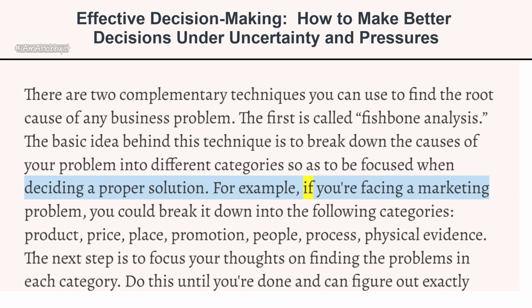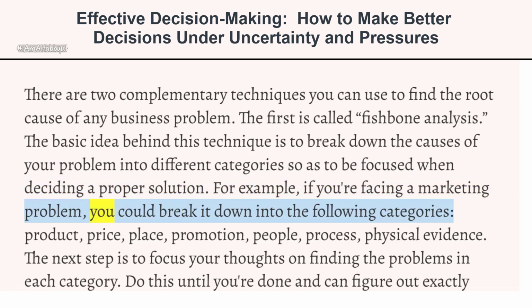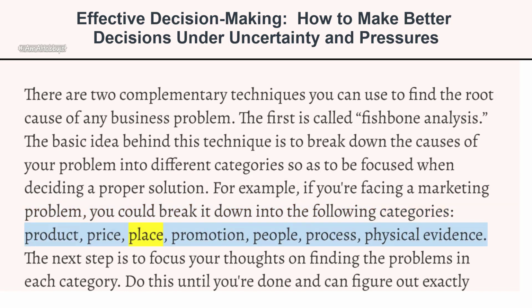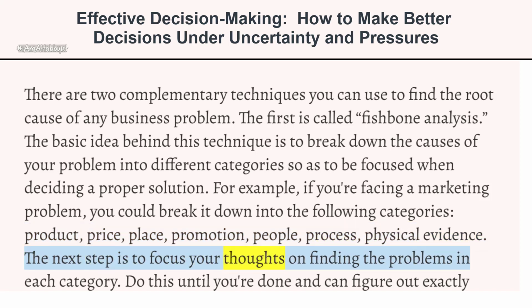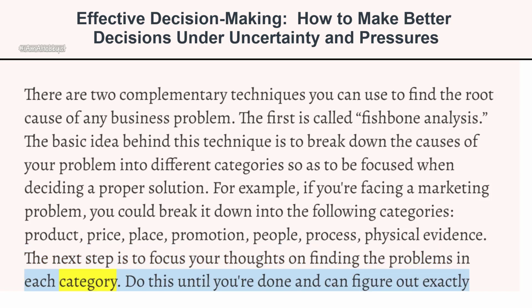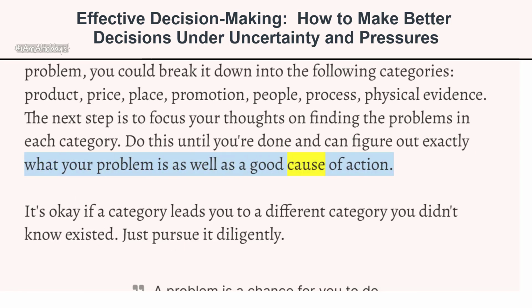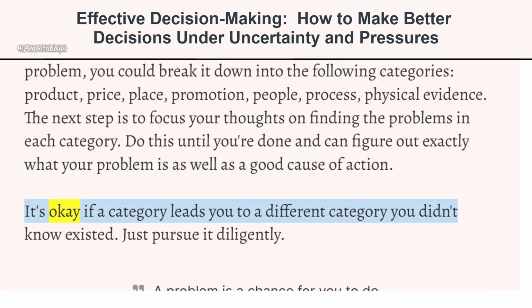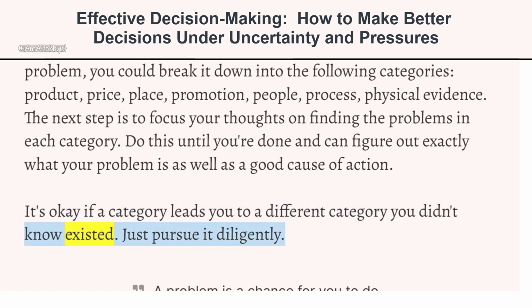For example, if you're facing a marketing problem, you could break it down into the following categories: product, price, place, promotion, people, process, physical evidence. The next step is to focus your thoughts on finding the problems in each category. Do this until you're done and can figure out exactly what your problem is as well as a good course of action. It's okay if a category leads you to a different category you didn't know existed. Just pursue it diligently.